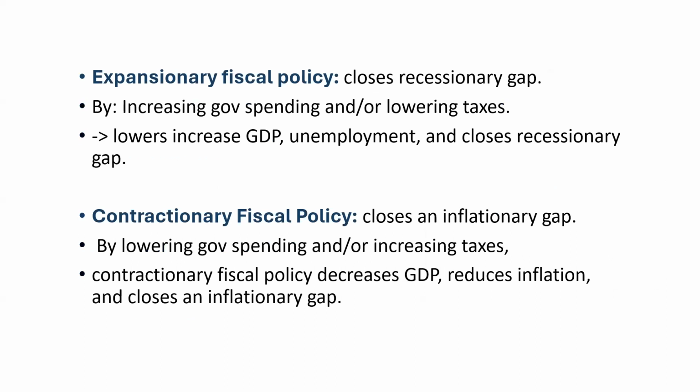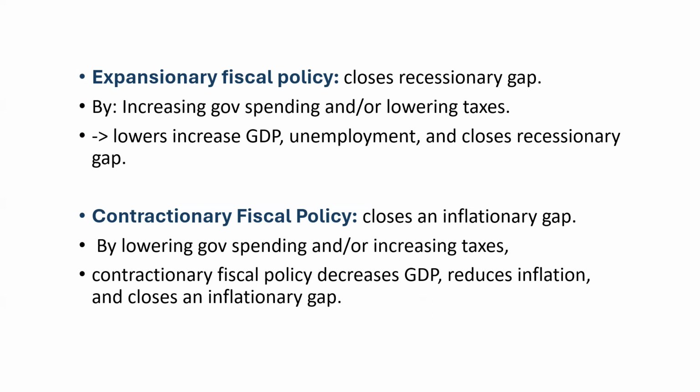The government has two types of fiscal policy: expansionary fiscal policy and contractionary fiscal policy. By increasing government expenditure and/or lowering taxes, expansionary fiscal policies increase GDP, lower unemployment, and close the recessionary gap.